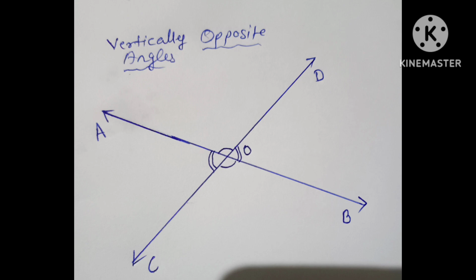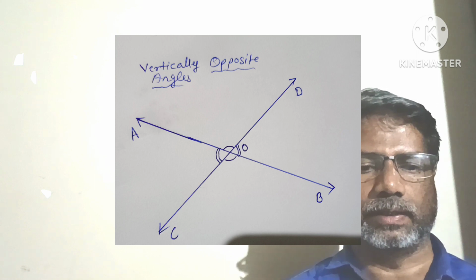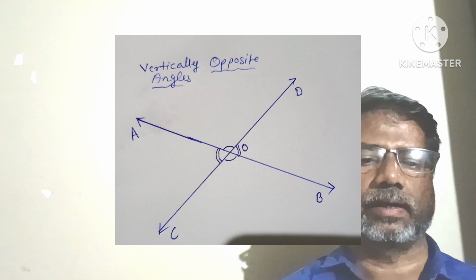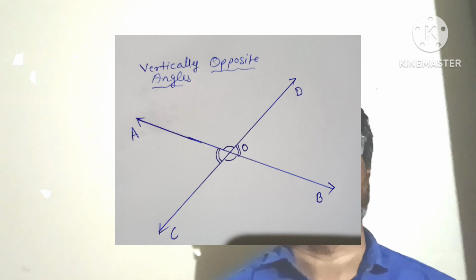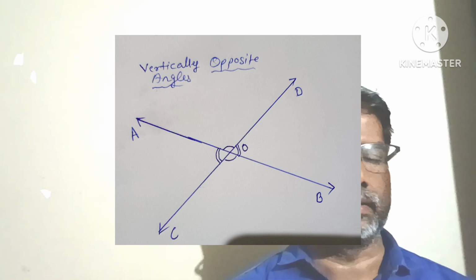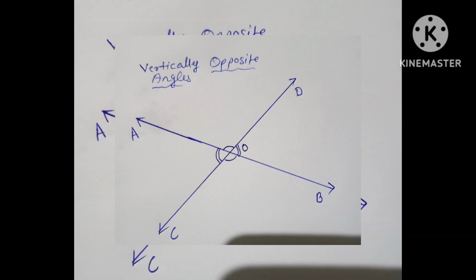Please watch this video till the end. First of all, let us learn about vertically opposite angles. When two straight lines intersect each other, vertically opposite angles are formed. Two pairs of opposite angles you can see in this figure, as lines AB and CD intersect at O.